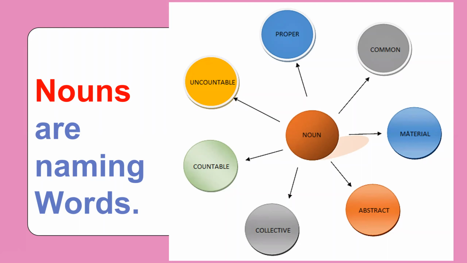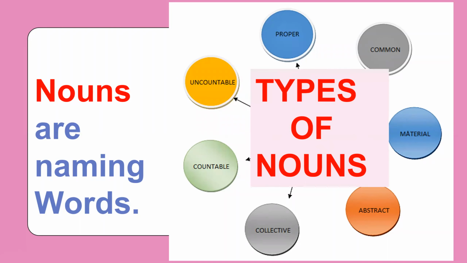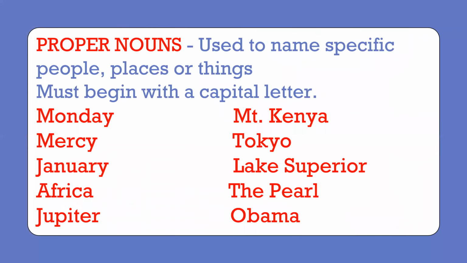Previously, we were able to look at the 8 parts of speech, and today I would like us to take it further from where we left. Today we want to understand the different types of nouns. We were able to define nouns as naming words, and so we have got different types of nouns. We've got proper nouns, common nouns, uncountable and countable, abstract, collective nouns, among others.